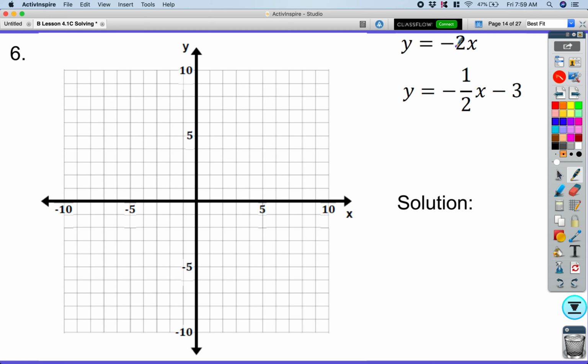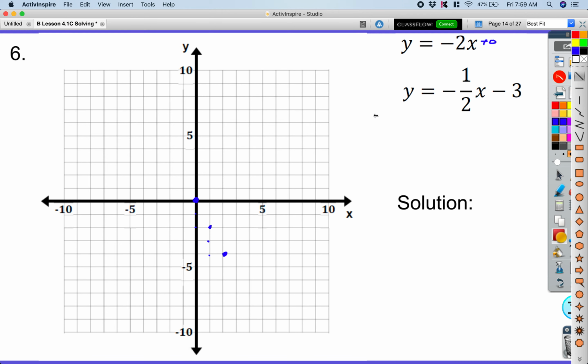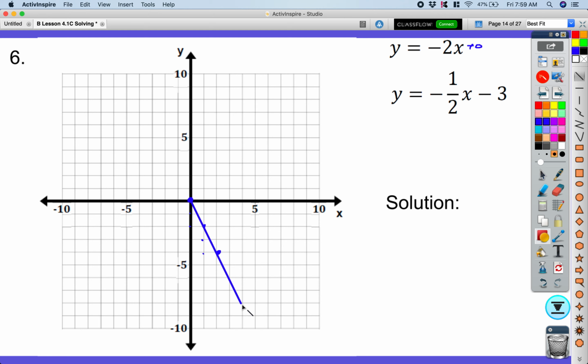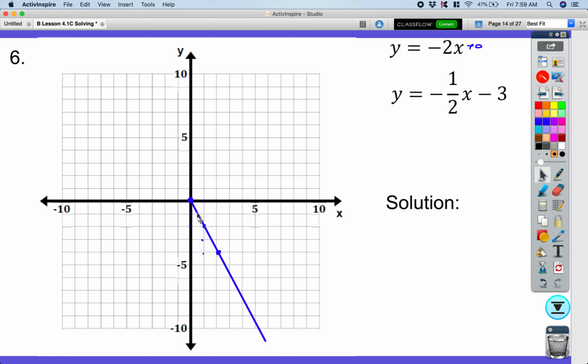All right, I have 2 of these in slope-intercept form. We're going to start with y equals negative 2x. We're going to put plus 0 just so you know the y-intercept is 0. And since it's a negative 2, we're going to go down 2, right 1, down 2, right 1, okay? And we're going to be able to draw this line, looking like that. And I'm going to bring it up on the other side as well.